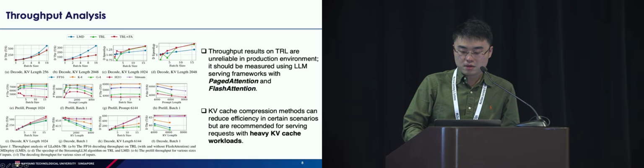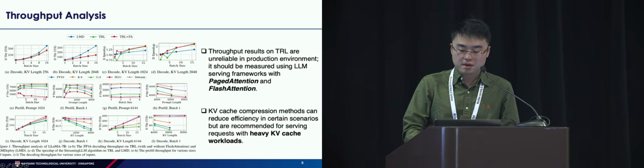In the second row and third row, we measure various KV cache compression techniques over different batch sizes and KV cache lengths. We observed that KV cache compression methods show negative computational efficiency in certain scenarios of batch sizes and sequence lengths in the prefill and decoding stage. Based on our throughput performance measurement, it is recommended to apply compression algorithms for serving requests with heavy KV caches.